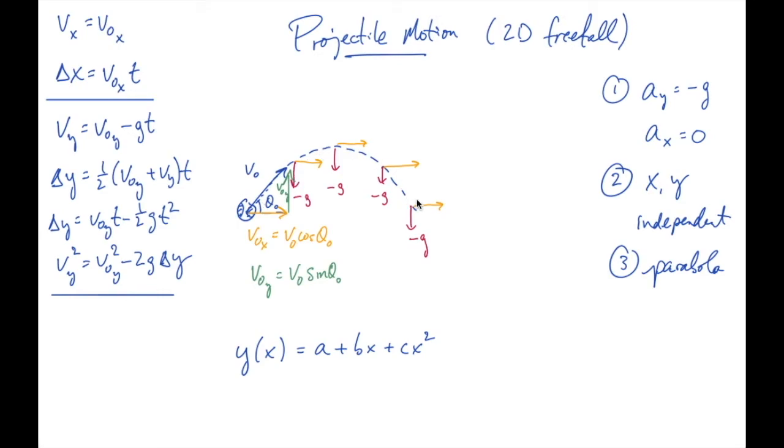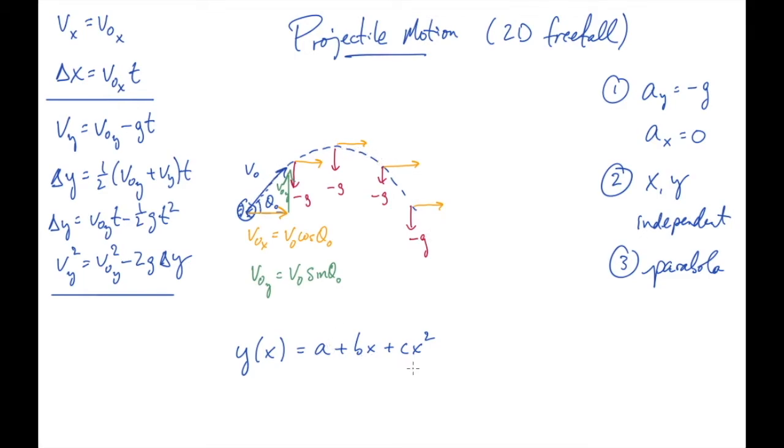Okay, so those are three important things about projectile motion. Ay is minus g. There's no horizontal acceleration. That gives us this set of kinematic equations that describe the motion. It's important to remember that we can treat the x and y components of the motion independently. What's happening horizontally is independent of what's happening vertically, and vice versa. That's very useful when we're solving problems. And it's good to know that as a projectile is flying through the air, it traces out a parabolic path.